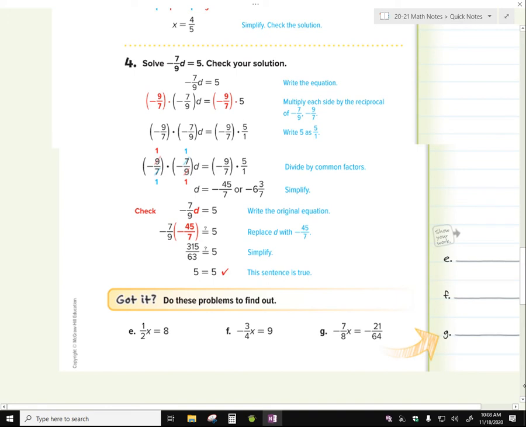Number 4 is the same thing, just showing you that it can be negative. Okay? The reciprocal of 7/9 is 9/7. You multiply both sides by it. There's also a way for you to check your answer.